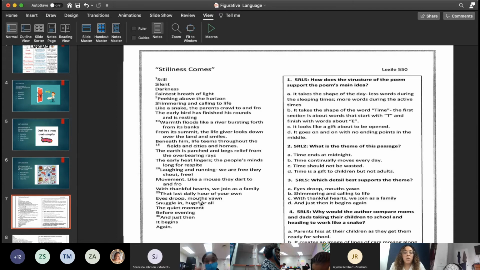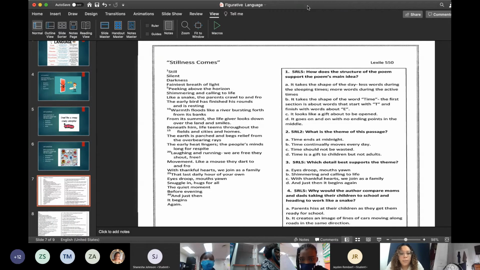Okay, so I want to talk about wording before we go more in depth, only because I want you to have a better understanding of what the poem is saying to you. And then we'll talk about what figurative language examples are being used within this poem. So, who can take a guess what the word summit means?